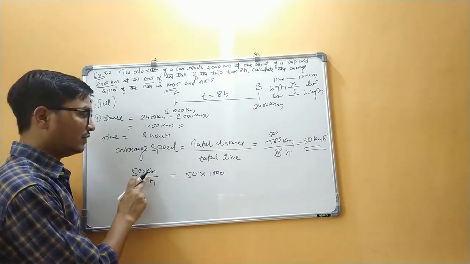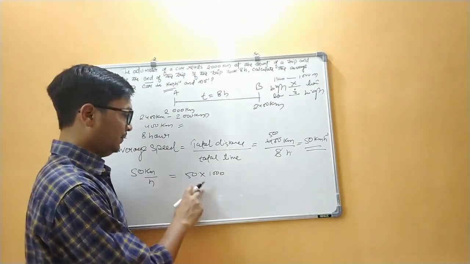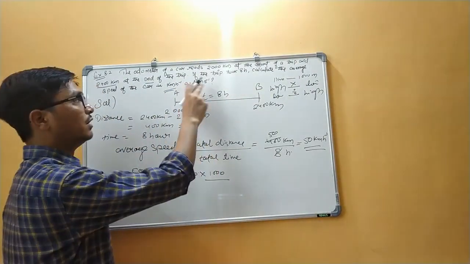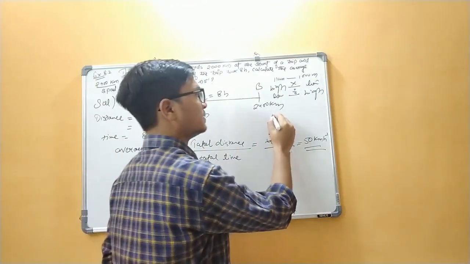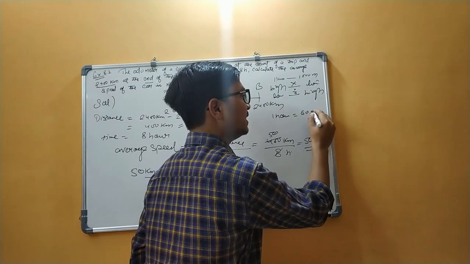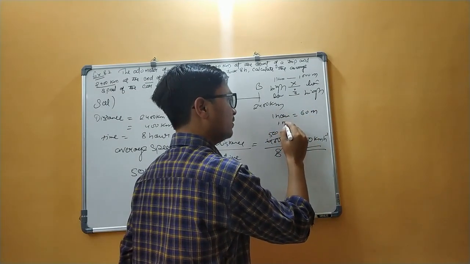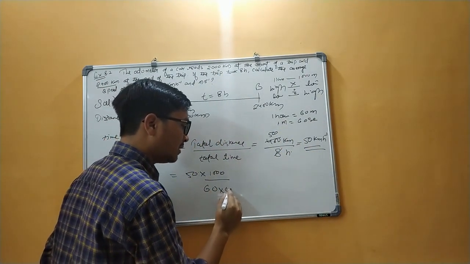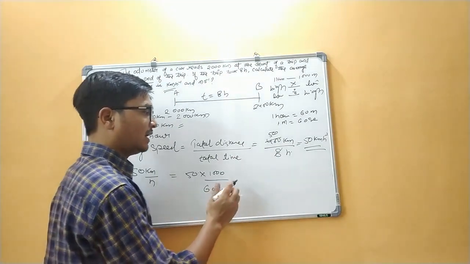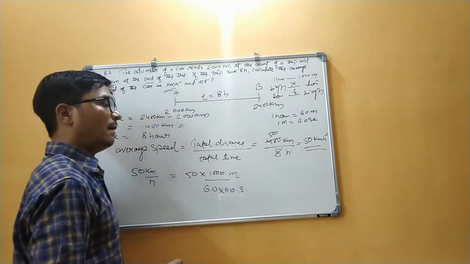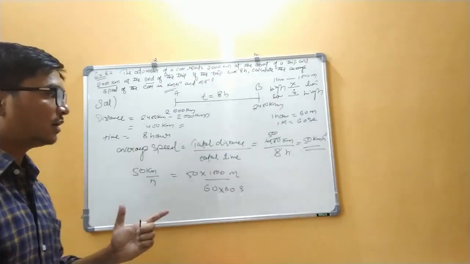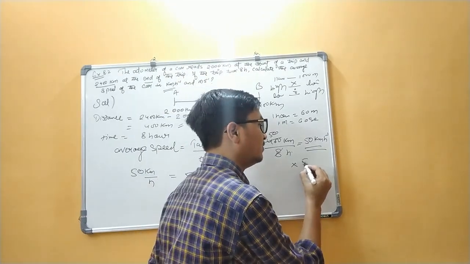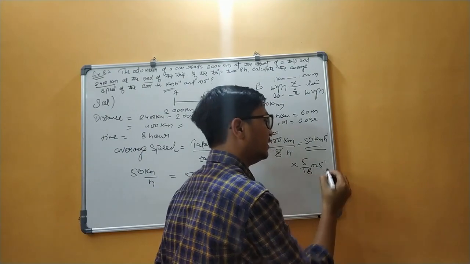And below we have the hour. We have to convert hour to seconds. So in 1 hour we have 60 minutes, and in 1 minute we have 60 seconds. So I have to multiply with 60 multiplied by 60. Understood? So this quantity will come into meters per second. Or otherwise, I have a shortcut trick also: you multiply with 5 upon 18, and it will be converted into meters per second.